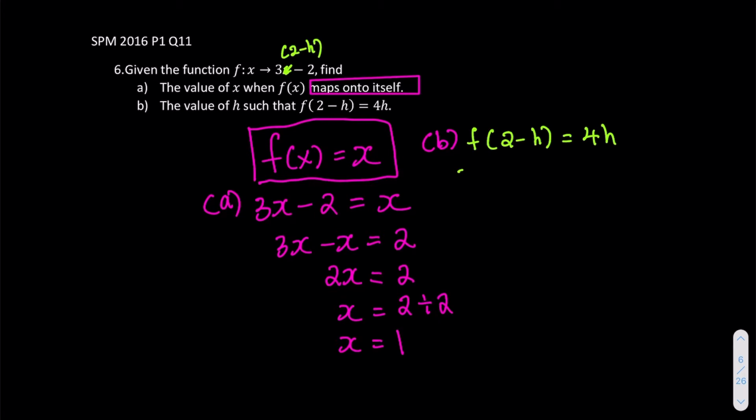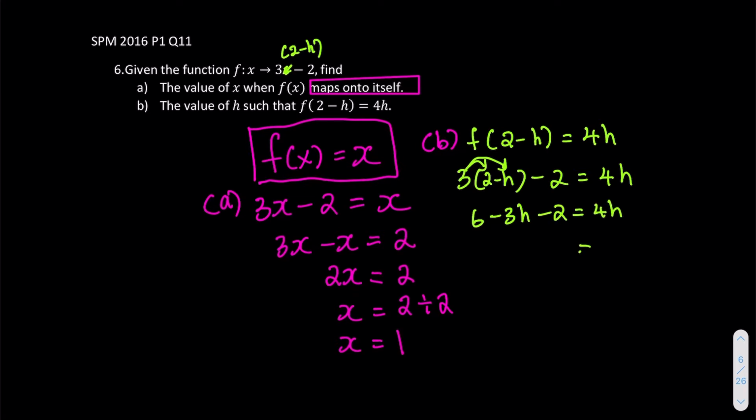So let me write it down here. 3 bracket minus 2. But what's the bracket? Which is 2 minus hash, because that is our input. Is equivalent to 4 hash. So we now need to expand. 3 times 2 is 6. 3 times negative hash is negative 3 hash. Minus 2 is equal to 4 hash.